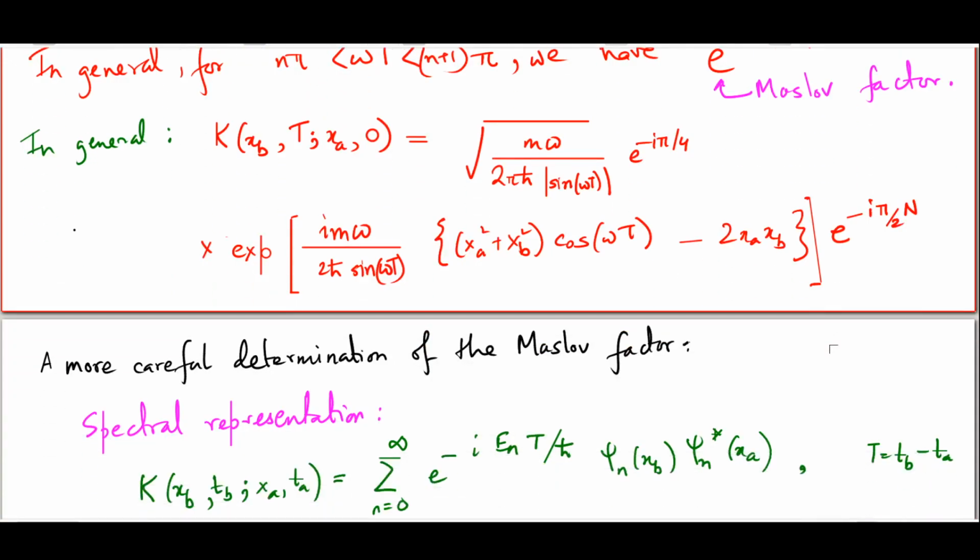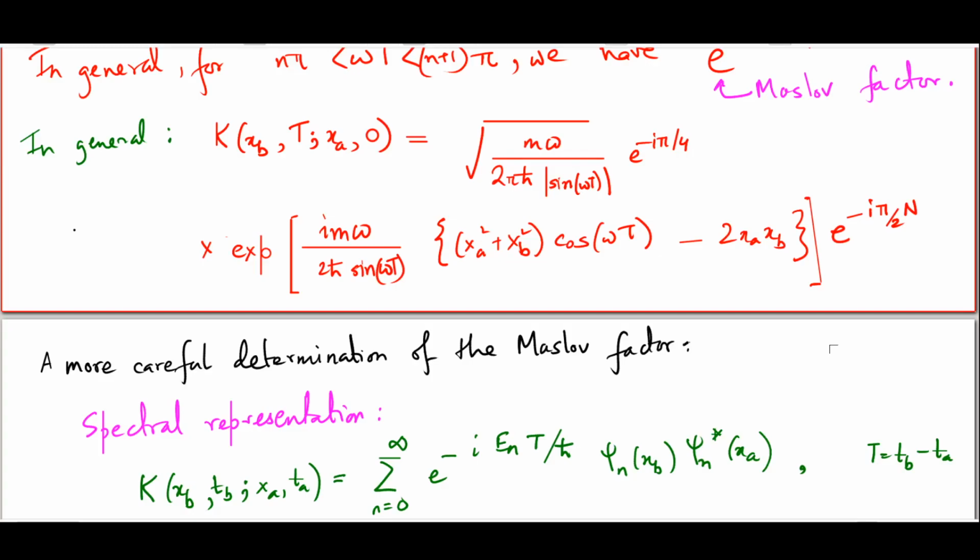Let me just remind you that the spectral representation for the propagator in general goes as follows. You have to sum up over all energy eigenfunctions labeled with n, the index, running from 0 to infinity, the following quantity: e to the power minus i En capital T by h cross times psi n of xb times psi n star of xa, where capital T is the time interval tb minus ta.